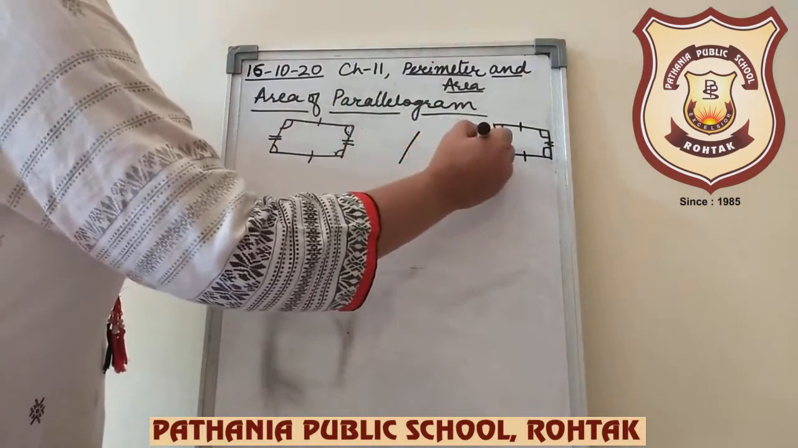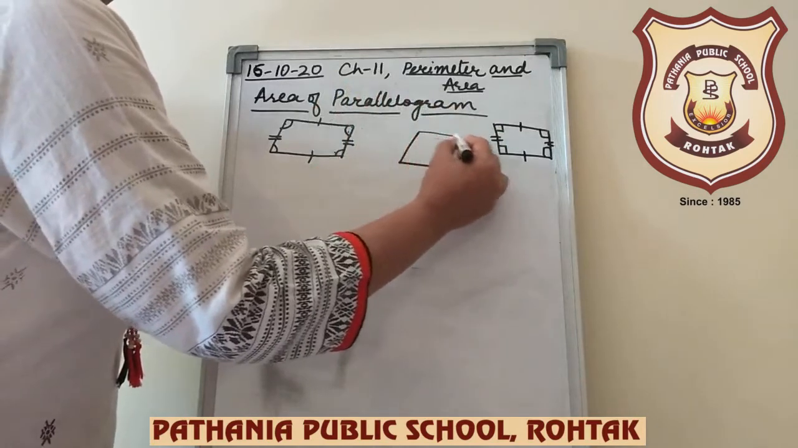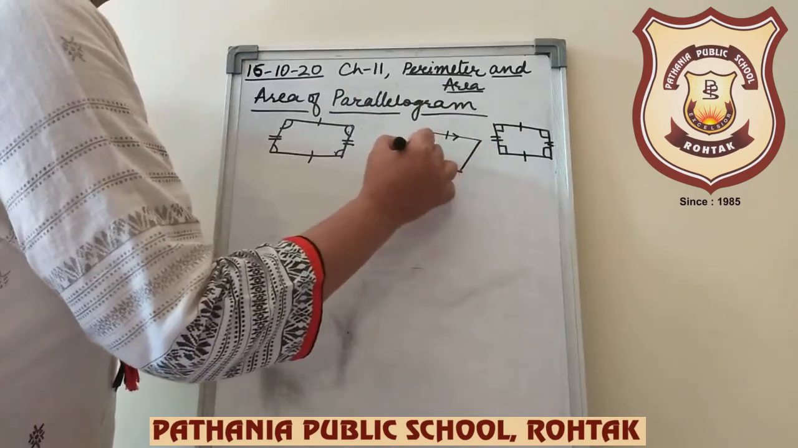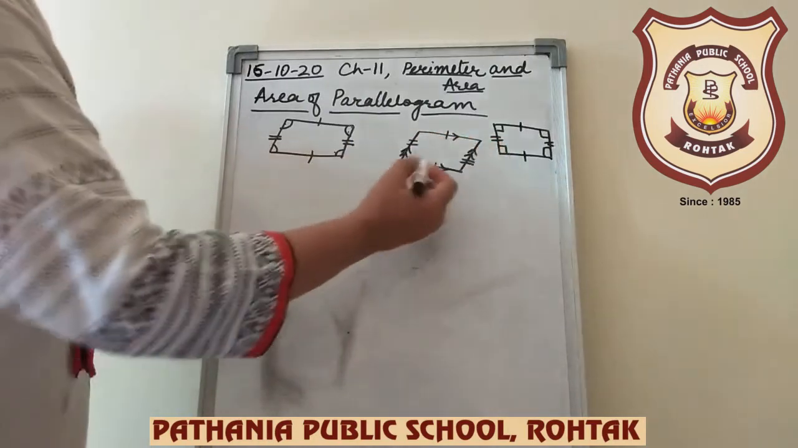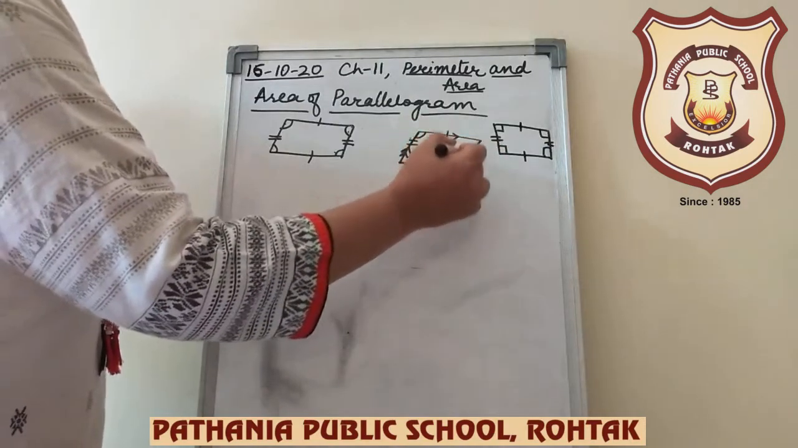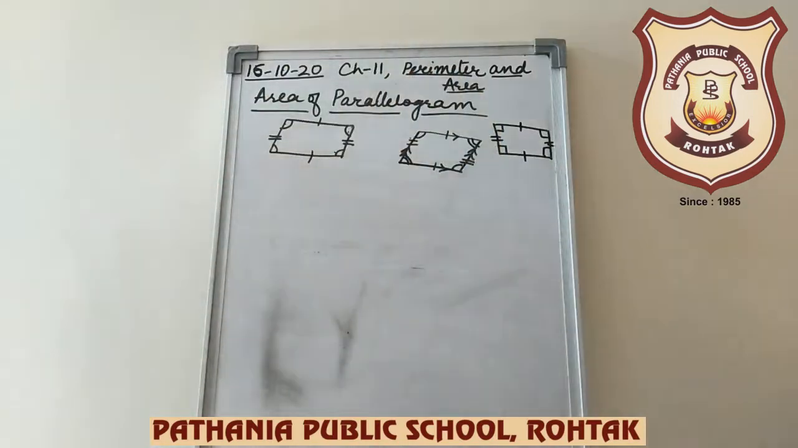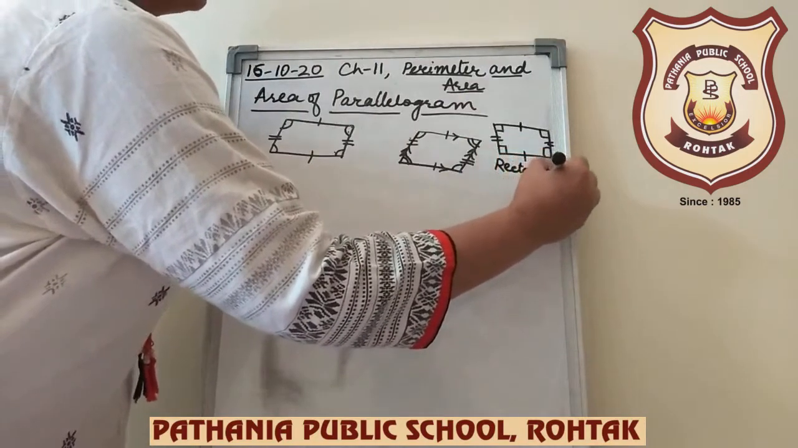So opposite sides are parallel to each other, as the word parallel is there. They are parallel as well as equal. This is the sign of parallel and this is the sign of equal, but the angles are not of 90 degree. That's why parallelogram is different from rectangle. This is rectangle. Clear regarding the shape?